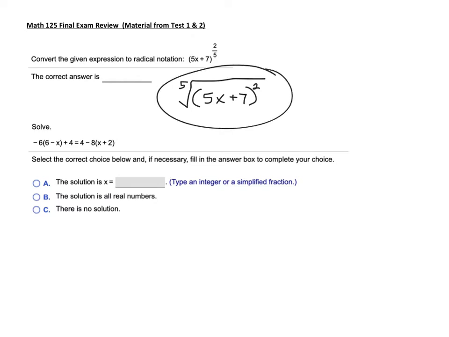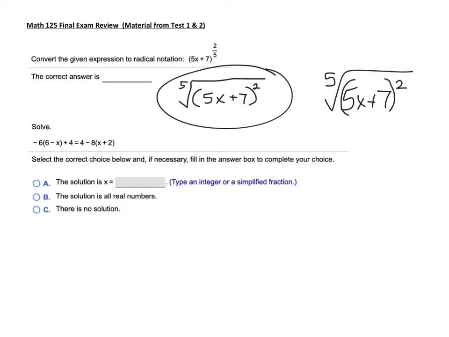And make sure that you put the 5x plus 7 in parentheses. I've seen a lot of people that have done this right there, but didn't put it in parentheses. This is not the same as our correct answer. Since everything is being raised to the second power, you have to put it in parentheses.